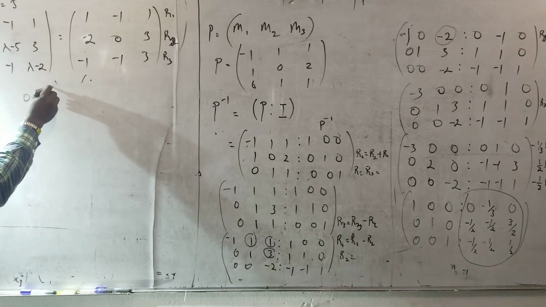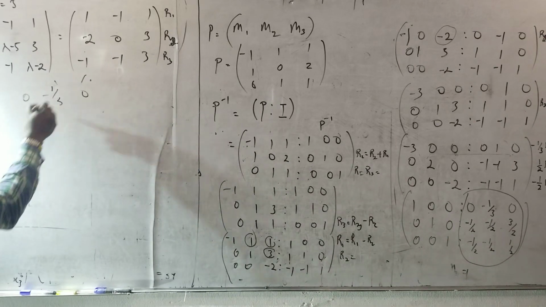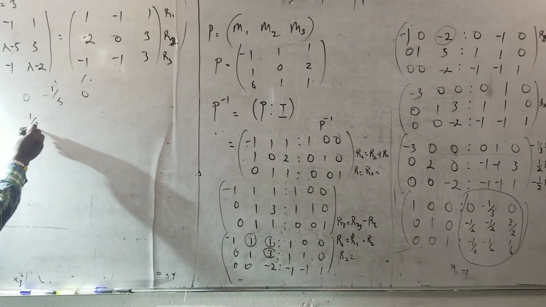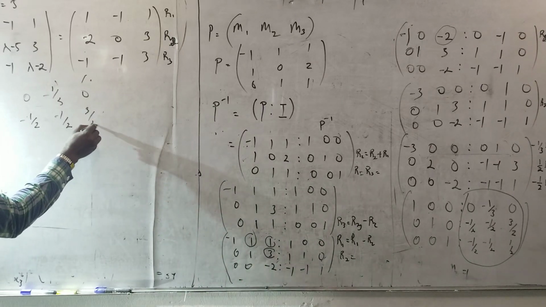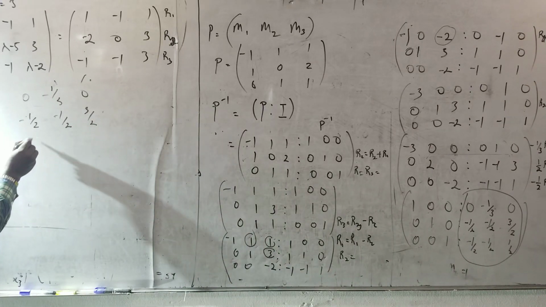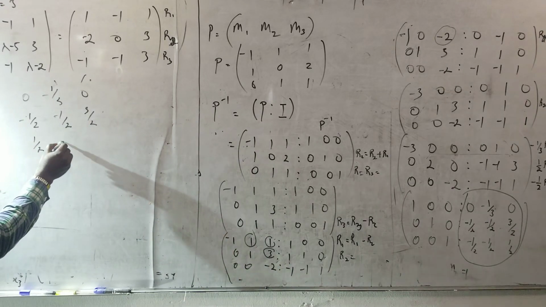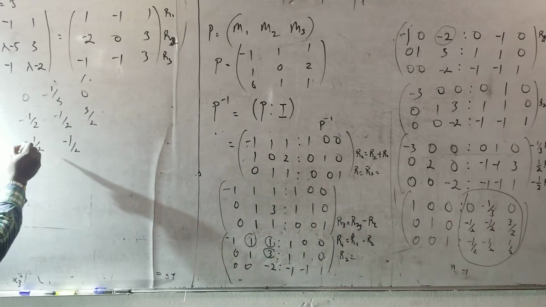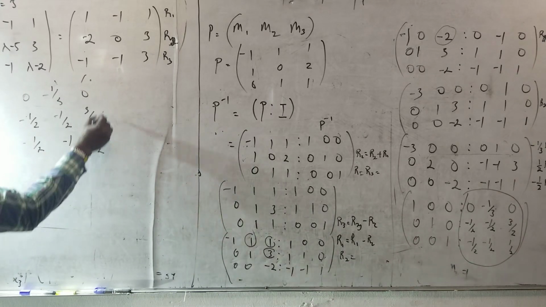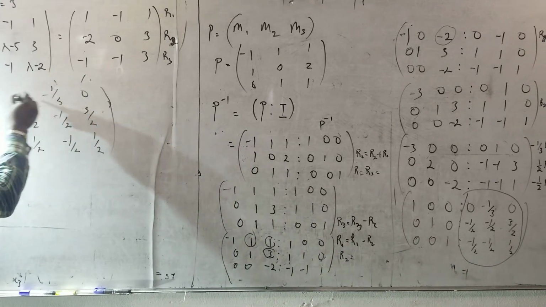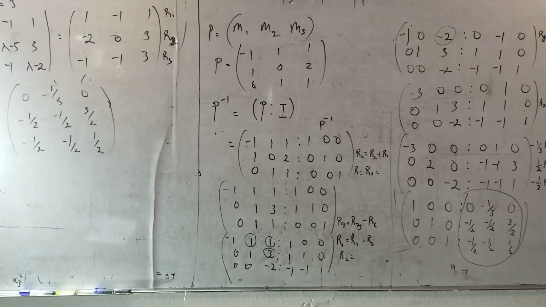My P inverse will be equals to 0, 1 all over 3 minus 0, and 1 all over 2, minus 1 all over 2, 3 all over 2, and 1 all over 2, 1 all over 2, and 1 all over 2. Now, that is my P inverse.